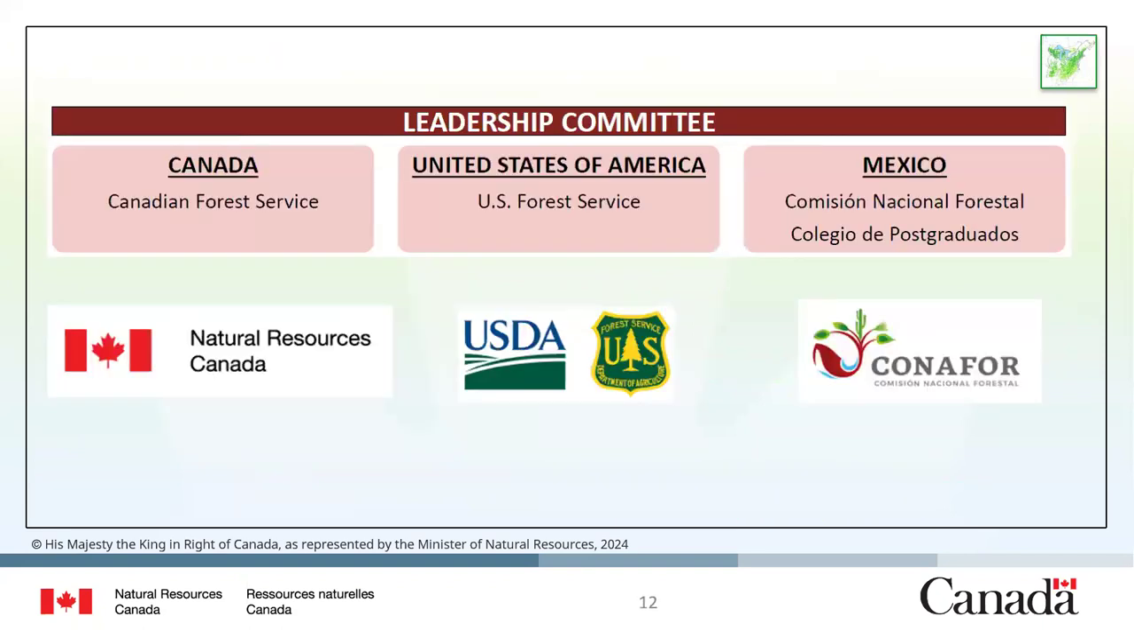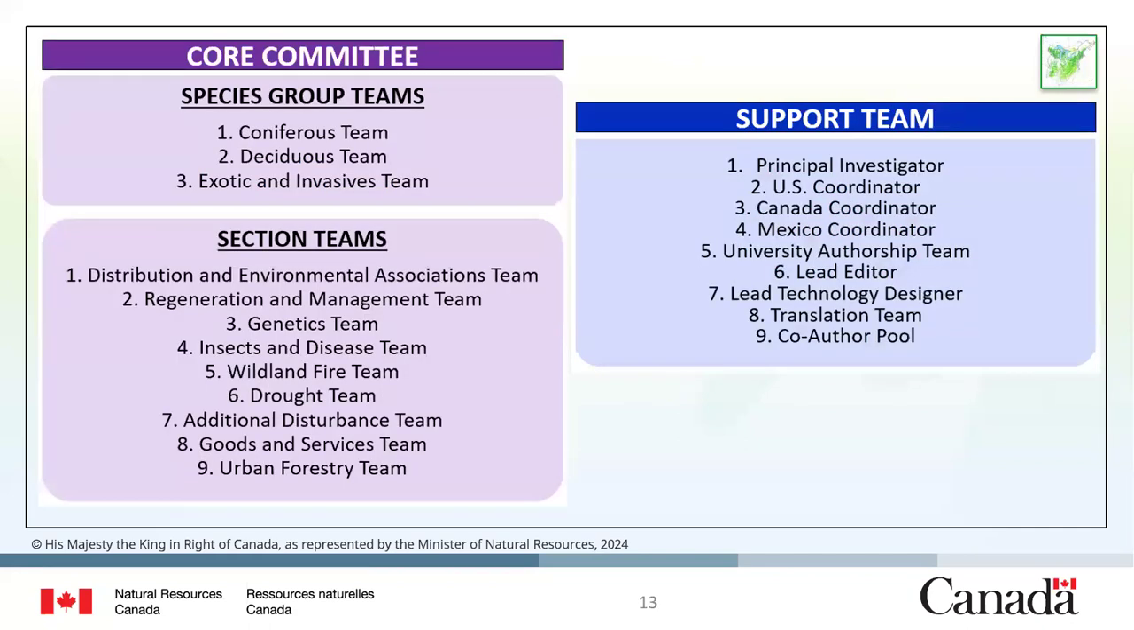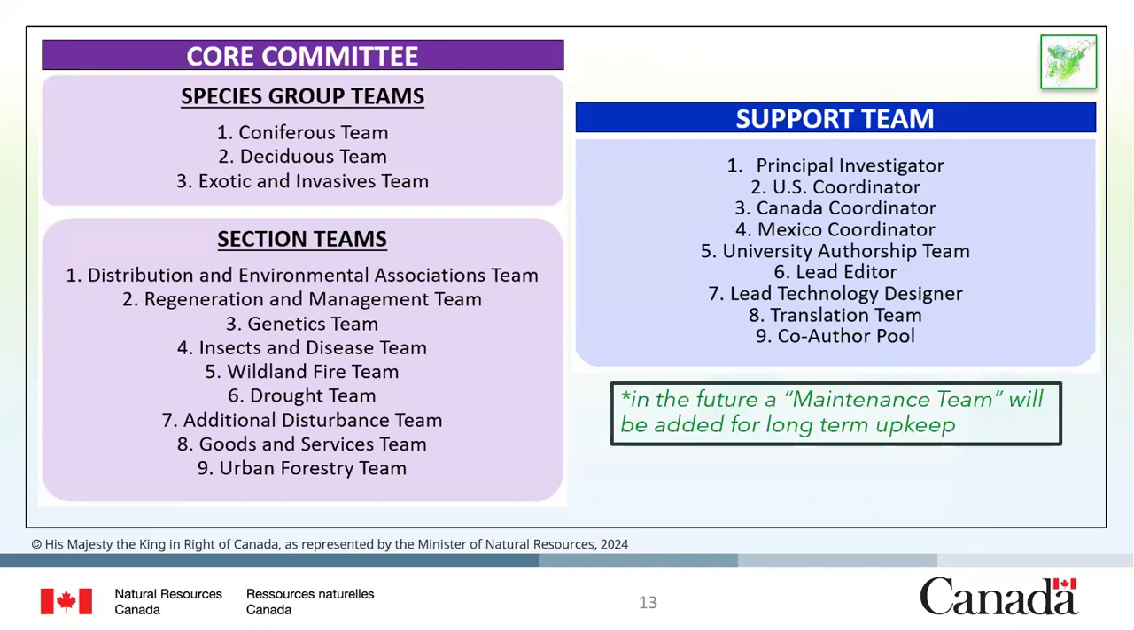Here's an overview of how the project works. The leadership committees provide oversight from national level partners across the three countries. To date, the project has involved more than 150 members from government and academic sectors. The core committee has created the new chapter structure and provides peer review of the chapters. The project support team is responsible for project facilitation, and a maintenance team will manage the long-term upkeep of the project.